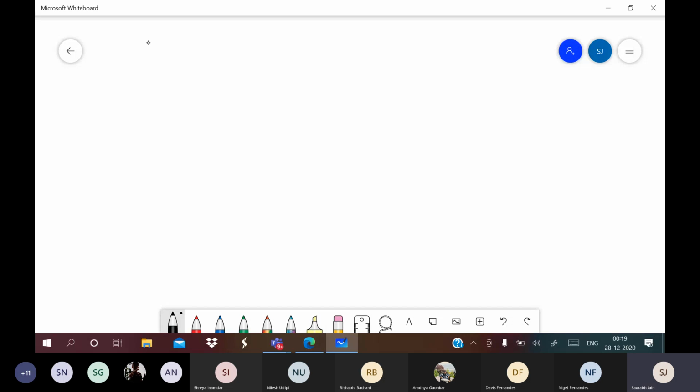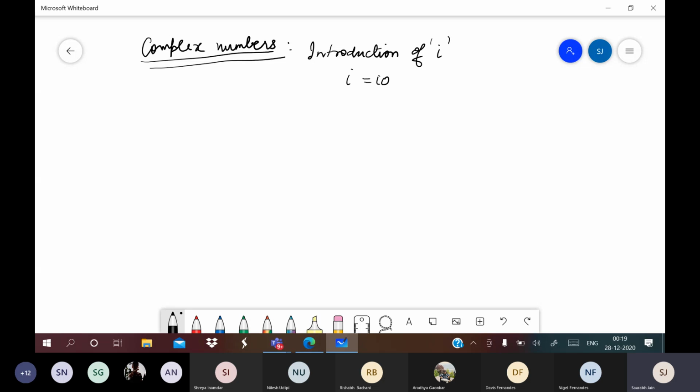See, the next topic that we have to revise is complex numbers. Some part of it is already covered, just like PNC. So what we have covered till now in complex numbers, first we introduced iota. What is iota? Iota is under root of -1, right?